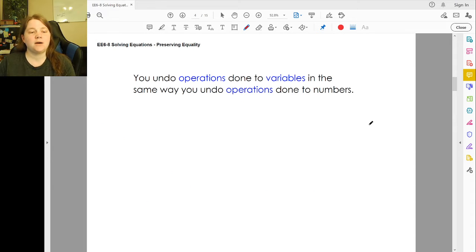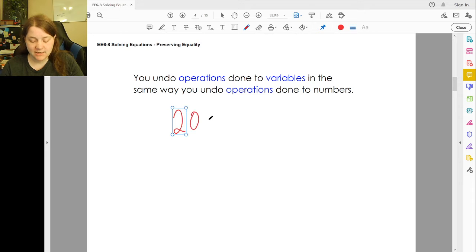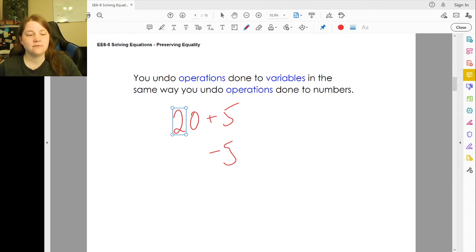You undo operations done to variables in the same way that you do to numbers. So before I said pick any number, and it was 20. Plus 5. And to undo that, we subtract 5. Some kind of number, that's a 5. We can do the same thing with a variable. So if I say we start with x and we add 5 to x, how do I undo adding 5 to x? I subtract 5 away.